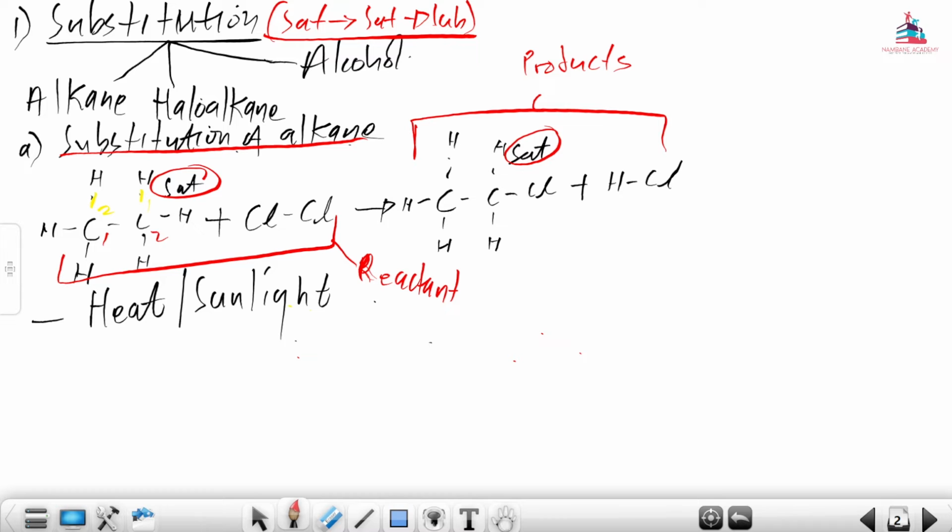So in this manner, once I am able to pick up that I am working with a substitution reaction, then it becomes easy, because I will know that if I start from saturated to saturated, then that reaction stands a better chance of becoming a substitution reaction. So that is very, very important. So that is now the first type of substitution that we have. If this is what is happening, we call this reaction halogenation.